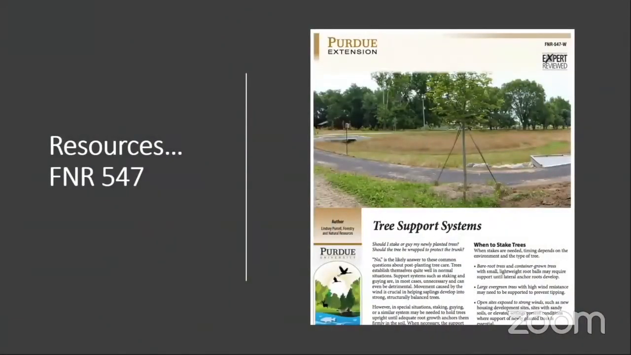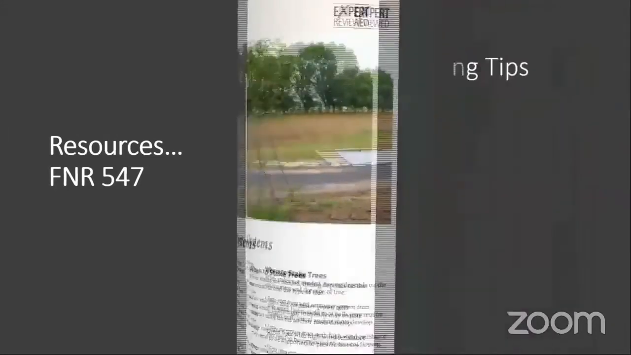There is another resource available to you on tree support systems, FNR 547, again available on the Purdue Education Store if you want more details on tree support systems and some of the considerations that go into that as well.